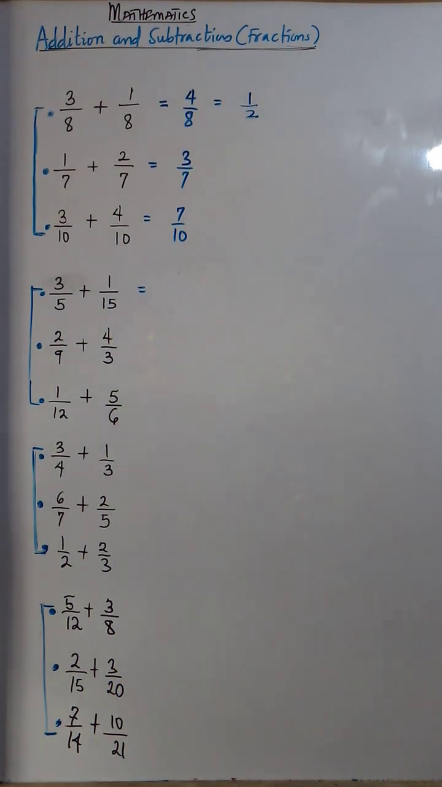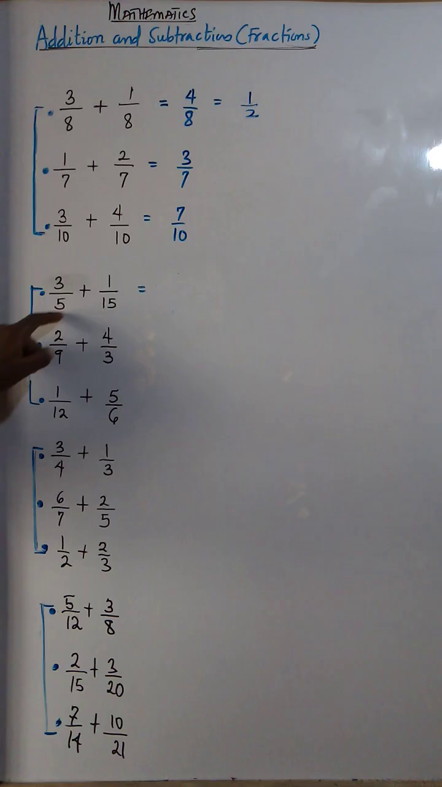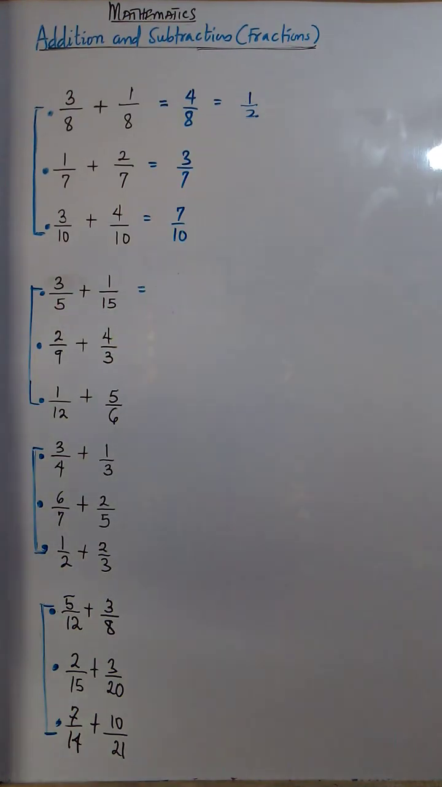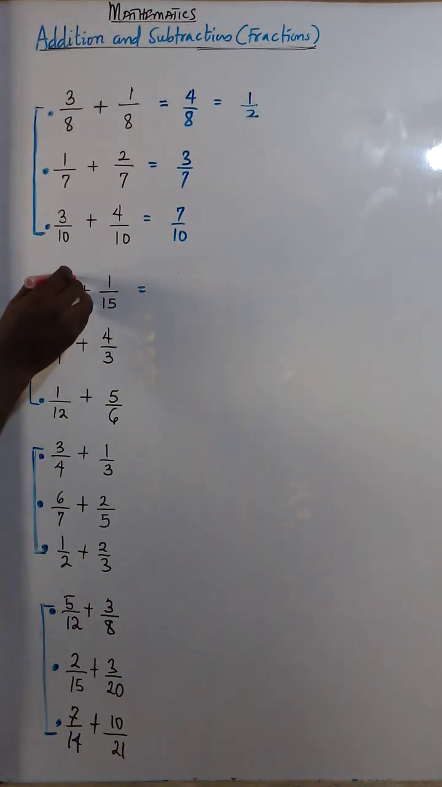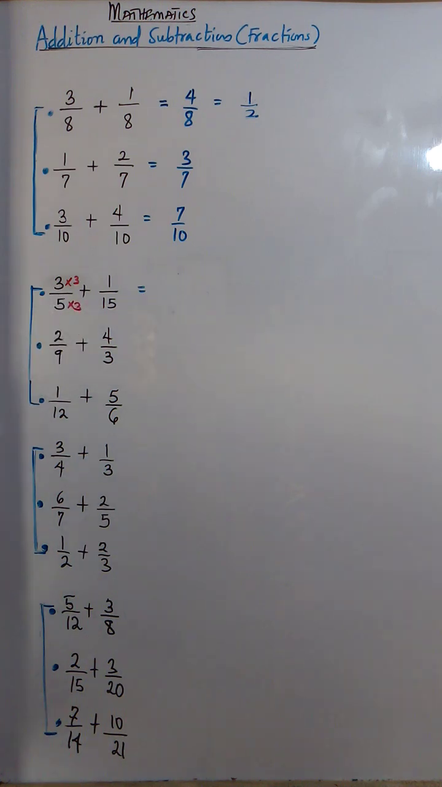Now there are 3 cases involved. The first case: if one of the denominators can divide the other. So 5 in 15 is 3, right? Divide the numerator here by 3, and this also by 3.